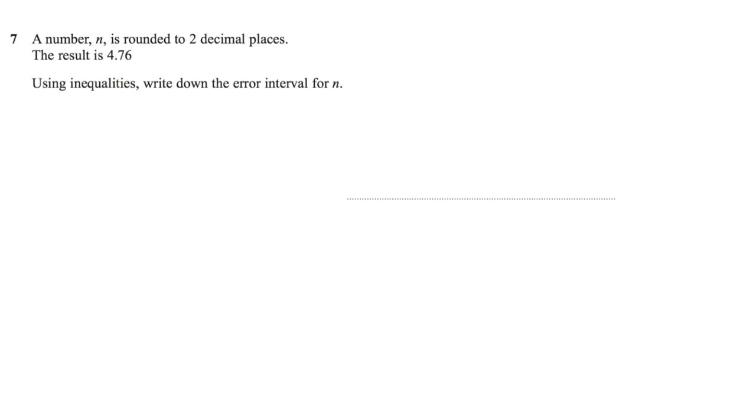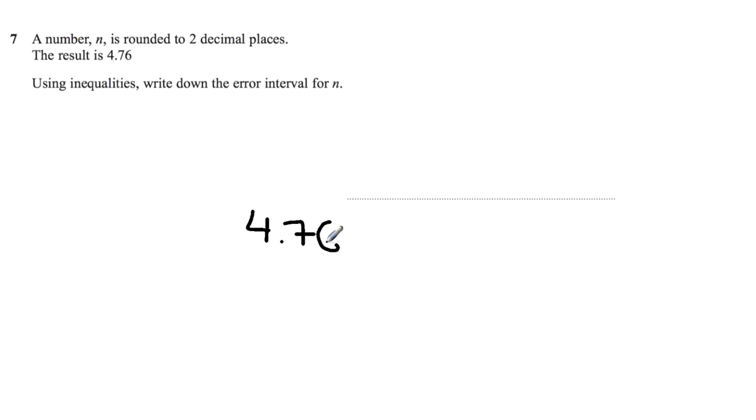In this lesson we'll be focusing on question 7. A number n is rounded to 2 decimal places. The result is 4.76. Using inequalities, write down the error interval for n. What you need to do to answer this question is you need to find the lower and upper bound of 4.76.